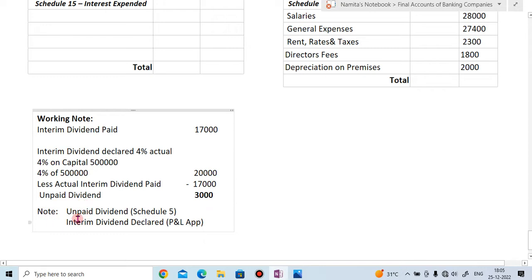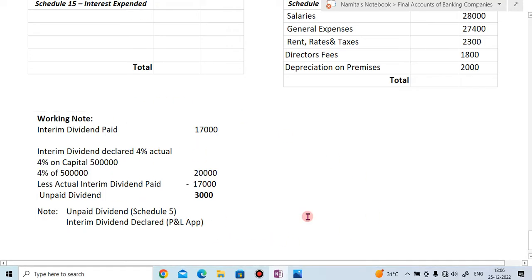So now, see, this unpaid dividend of 3,000 we have to write in schedule number 5, and the interim dividend declared, that is 20,000, we have to write in profit and loss appropriation. Okay, I hope you have understood this adjustment.